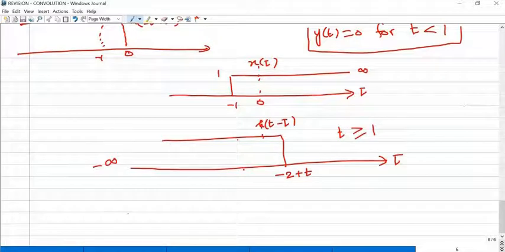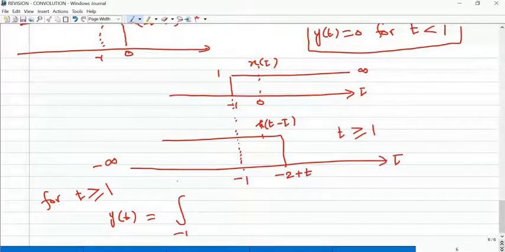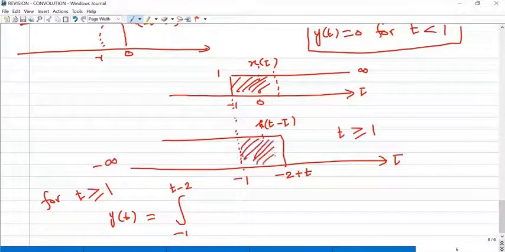Now can you write the expression and solve y of t for t greater than or equal to 1? Can anybody tell the integration limit now? Minus 1 to t minus 2, sir. Minus 1 is the lower limit, t minus 2 is the upper limit. This t may be 1 or 2, 3, and so on. Very simple. For example, in this region we don't know what this value is. That's why we write a general value for t greater than or equal to 1.